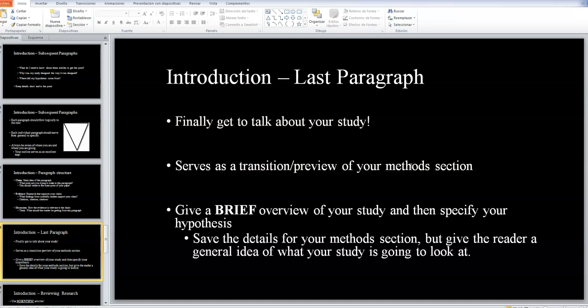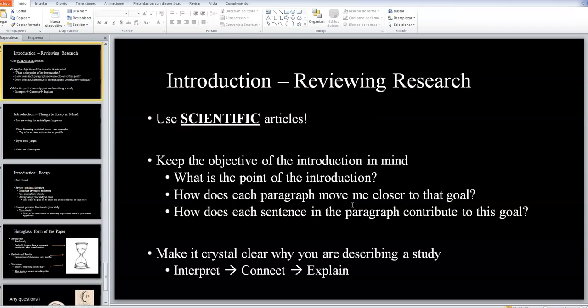Remember, the methods is the recipe. But before you get to the recipe, you're going to talk in the introduction about why your study had to be conducted and why you think your study was going to be important. Give a brief overview of your study and then specify your hypothesis. Make sure that you always use scientific articles and keep the objective of the introduction in mind.